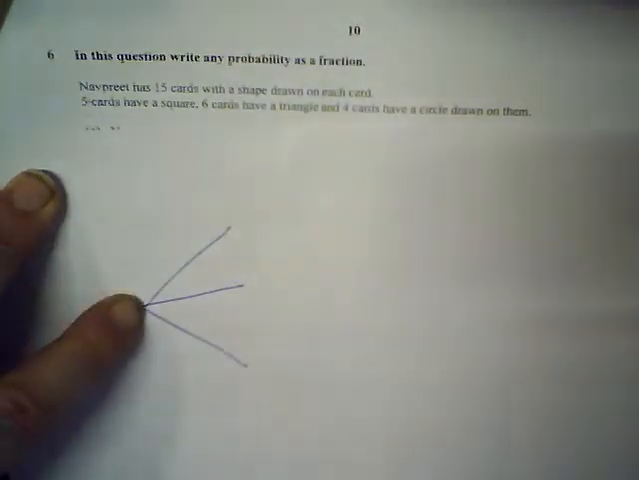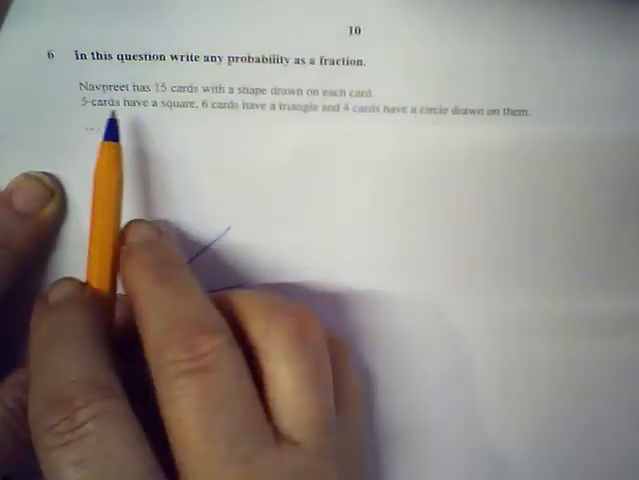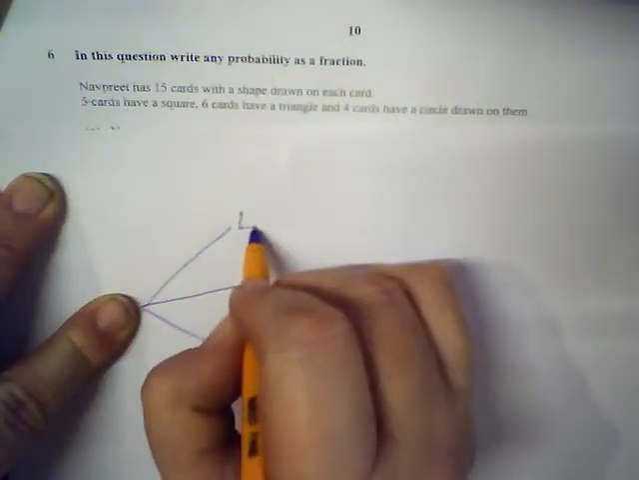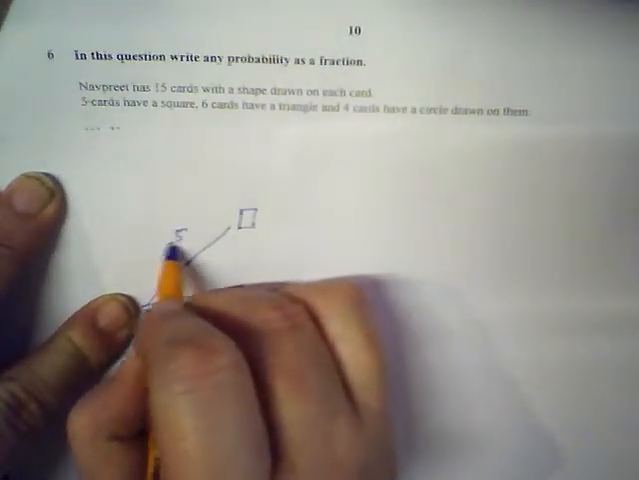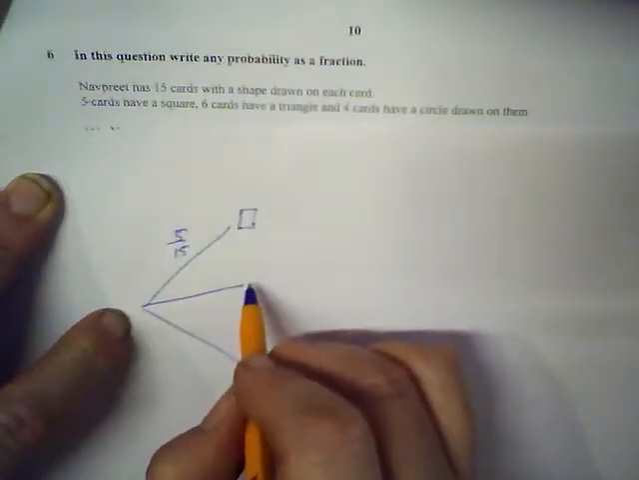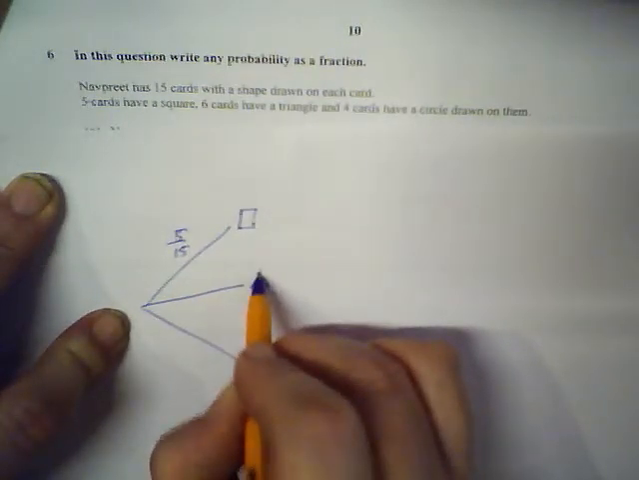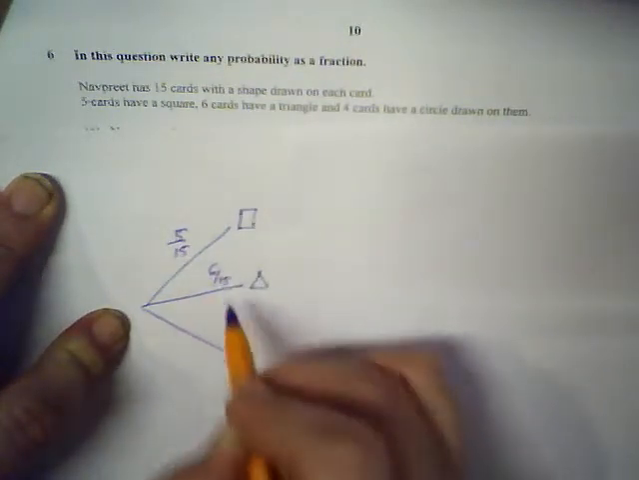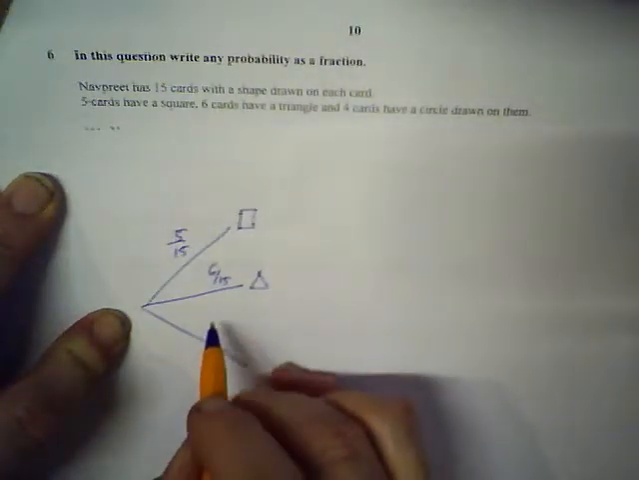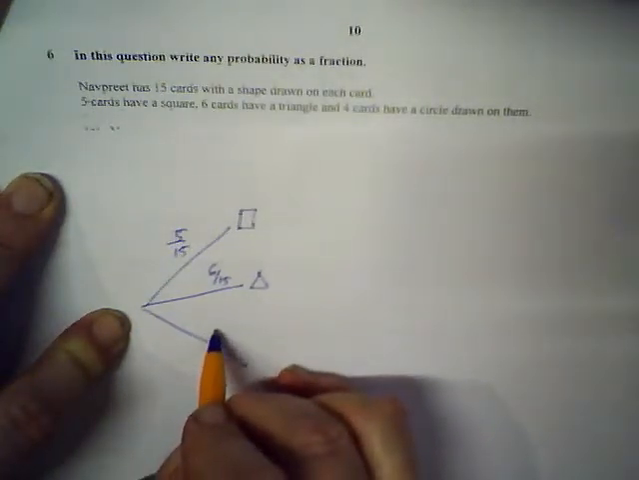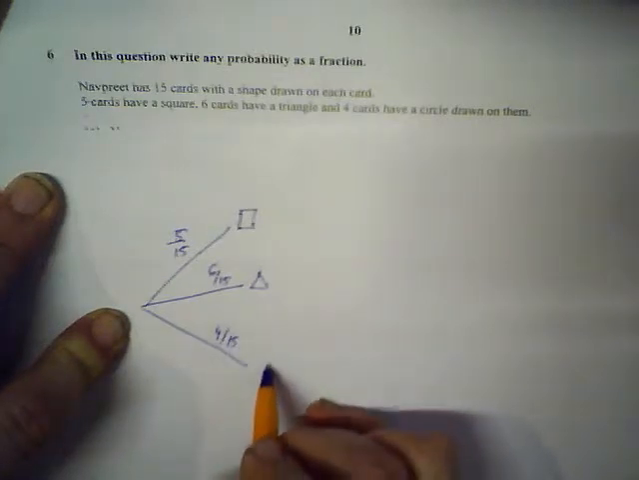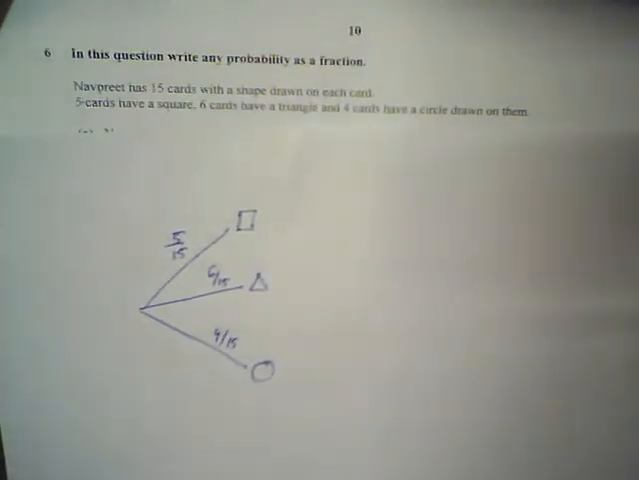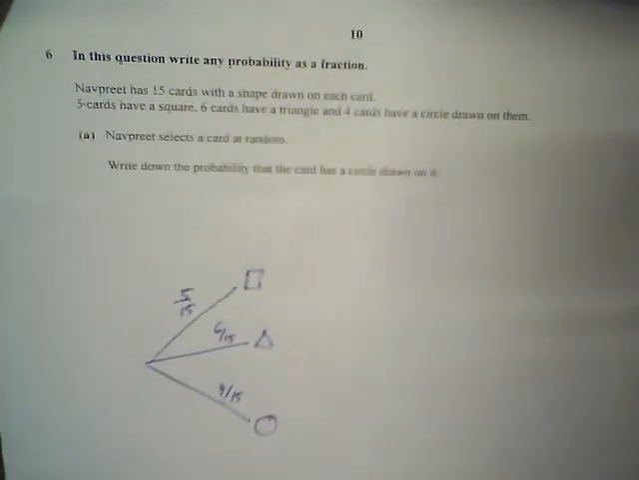Okay, good. So she's got 15 cards. 5 cards have a square, so it is 5 out of 15. 6 cards have a triangle, so it's 6 out of 15. And 4 cards is a circle, so it's 4 out of 15 is a circle. Okay, so that's that first bit.